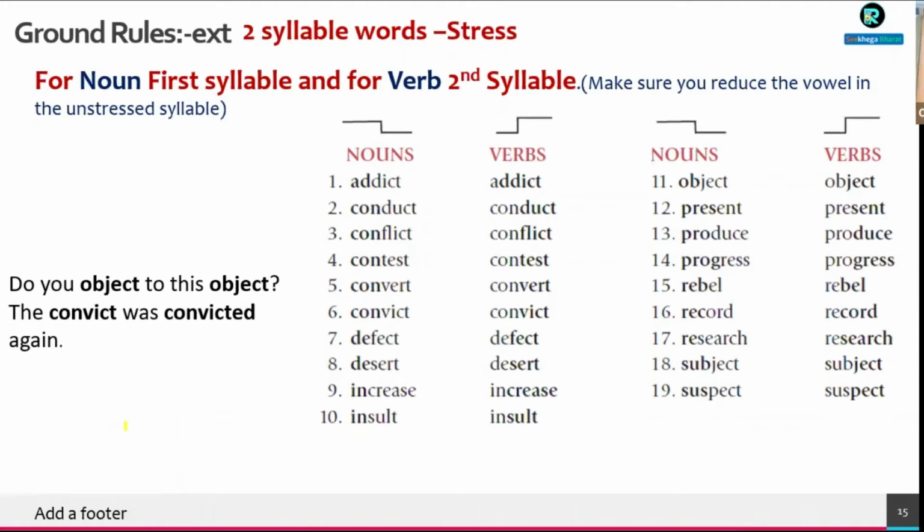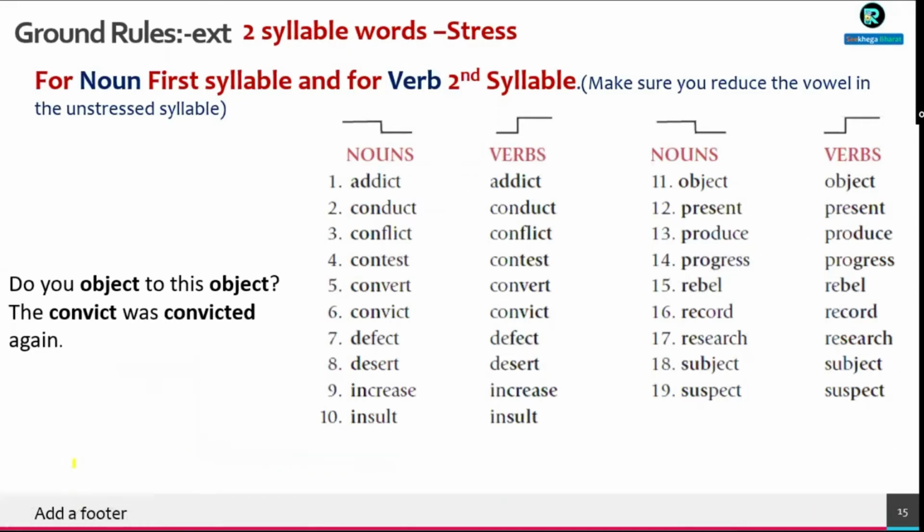Desert, dessert. Try to do this hand activity. Desert, dessert. So that will automatically, subconsciously help you. Okay.